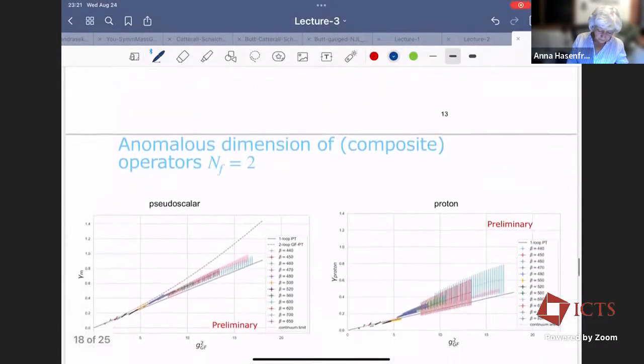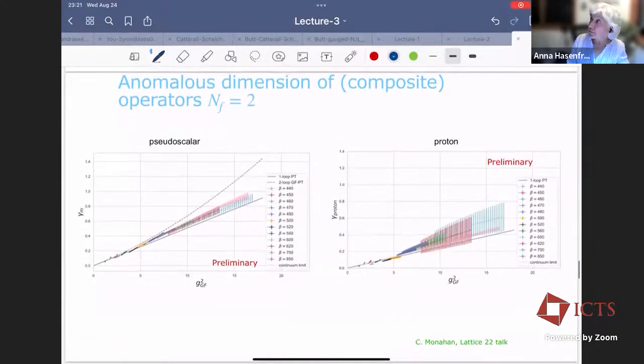Good. So how does it look? I want to show some results. This is 2 flavors, and the first plot is the mass anomalous dimension as obtained from the pseudoscalar. So these are domain wall fermion calculations that preserve chiral symmetry. So we know that the pseudoscalar has the same anomalous dimension as the scalar, as the mass.